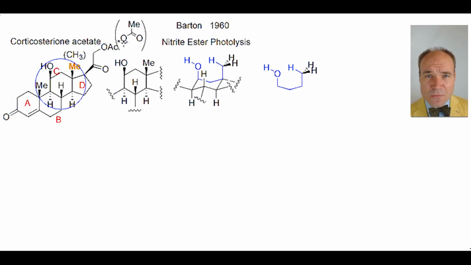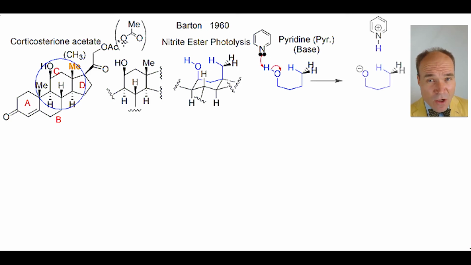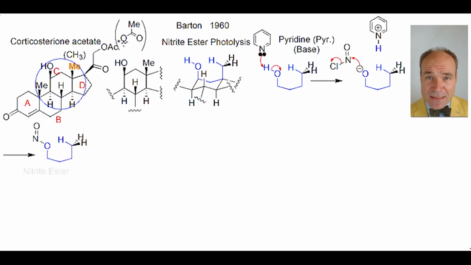To start with, we use heterolytic chemistry, where 2 electrons involved in the bond forming or bond breaking come from and go to the same location. We deprotonate the alcohol with a base such as pyridine. The resulting alkoxide attacks the nitroso chloride to form our key nitrite ester.